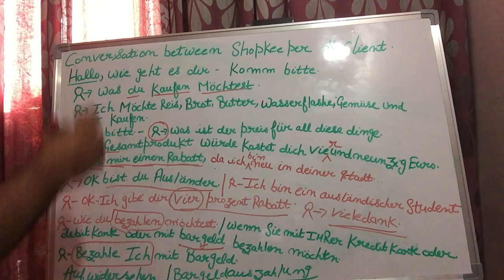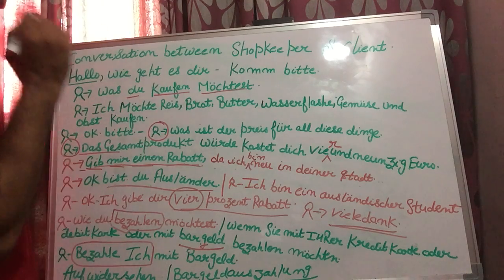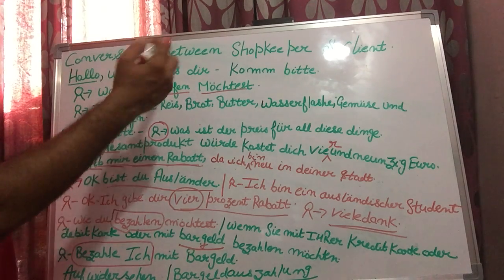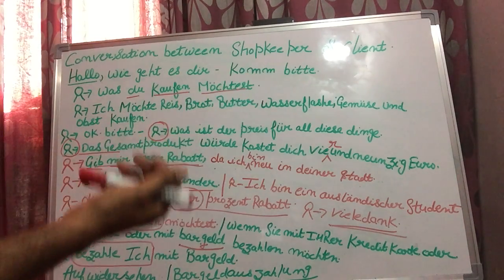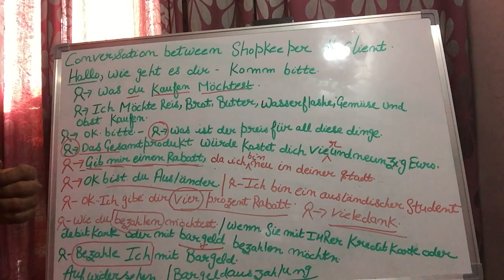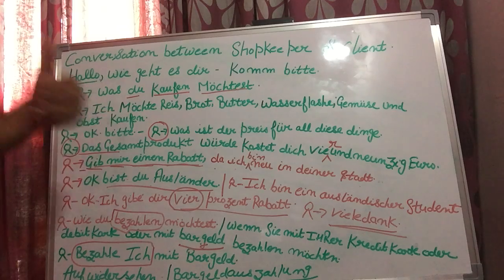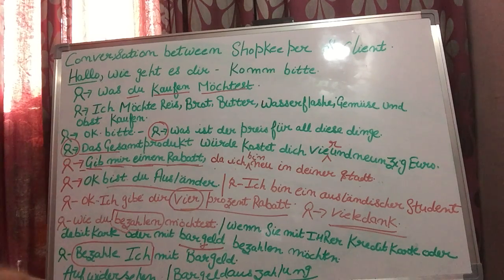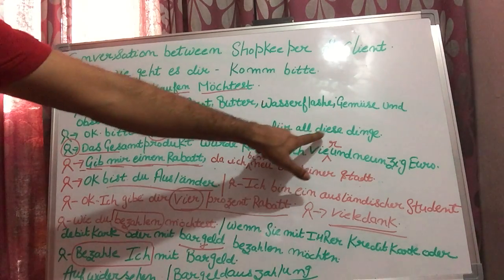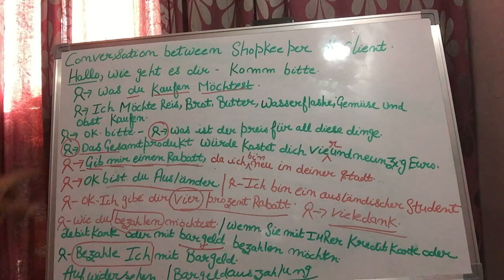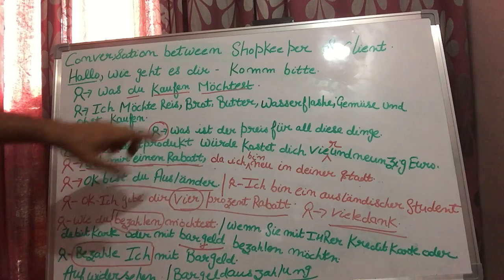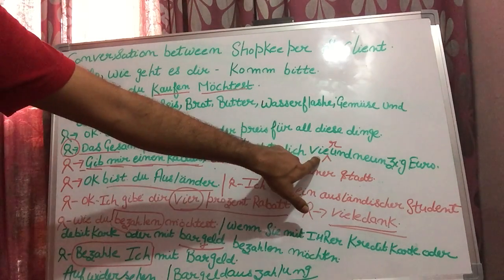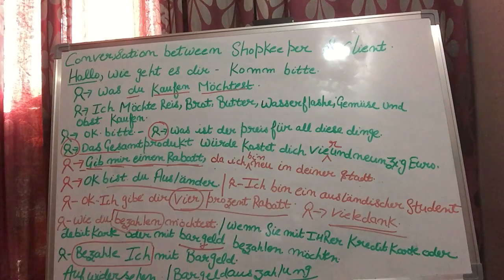So repeating one more time. Hallo, wie geht es dir? Speak up. Wie geht es dir is how are you? Komm bitte, come please. Was du kaufen möchtest? What you want to buy? Ich möchte Reis, Brot, Wasserflasche, Gemüse und Obst kaufen. Okay, bitte. Was ist der Preis für all diese Dinge? What is the price for all these things? Das Gesamtprodukt, the total, would cost you 94 Euro.